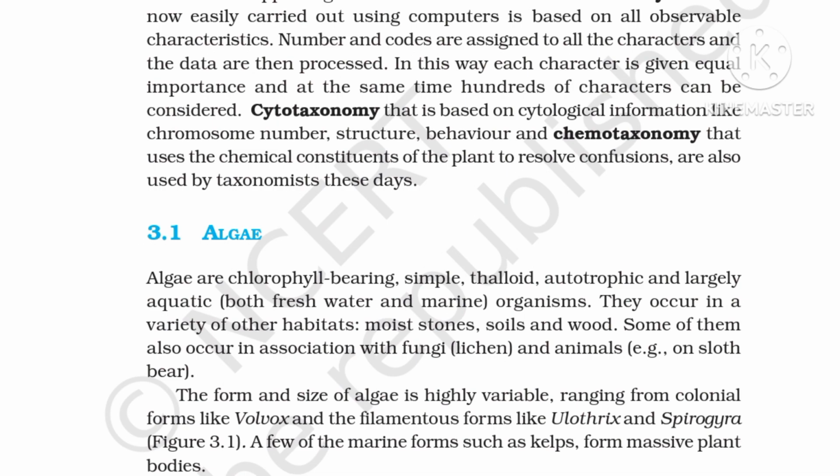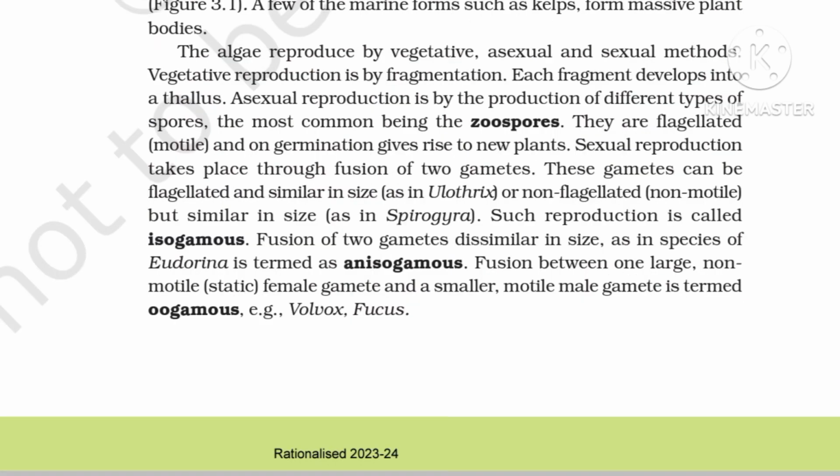A few of the marine forms such as kelp form massive plant bodies. The algae reproduce by vegetative, asexual and sexual methods. Vegetative reproduction is by fragmentation. Each fragment develops into a thallus. Asexual reproduction is by the production of different types of spores, the most common being the zoospores. They are flagellated, motile, and on germination give rise to new plants.